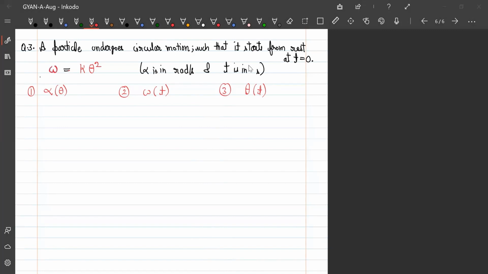So how will the first part be done? Can anyone tell me? Arjun, do you have any idea? Omega as a function of theta is given, so how do we find alpha? Sure. Yeah, can you tell me the formula? The one that relates alpha and theta?